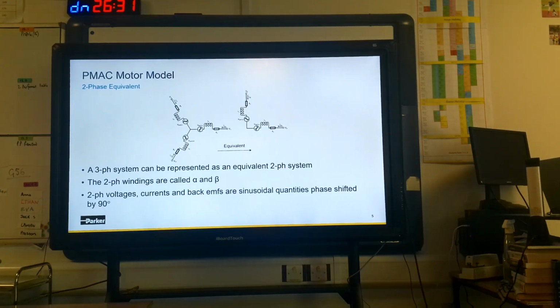We've got a three-phase machine and we're going to move it to an equivalent two-phase machine. Again, by convention, if we've got a two-phase machine, we normally call the windings alpha and beta. Alpha is on the x-axis and beta is on the y-axis. The components stay the same, although there are different sorts of transformation you can do. And again, you're going to get sinusoidal quantities, like currents, flowing in those windings. But in this case, as it's a two-phase machine, they're going to be sine and cosine waves. So the sine waves are 90 degrees phase shifted from one another. So how do you do that?